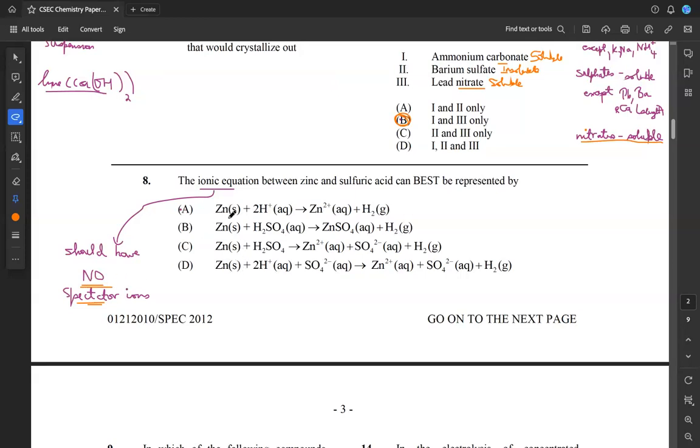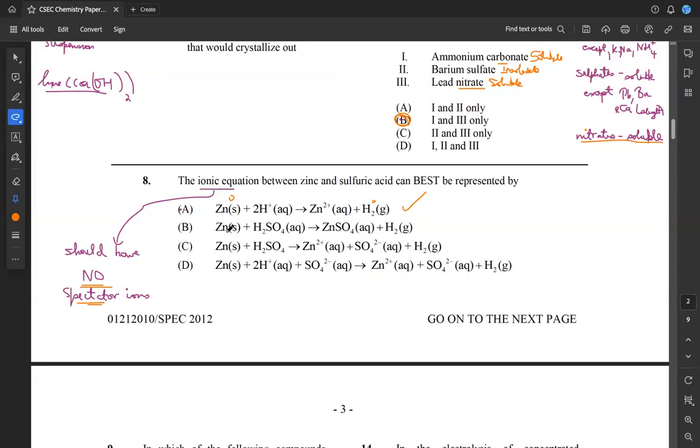So if we look at the very first one, we see that zinc over here is 0, and over the product side it's 2+, so that oxidation state changed, right? We see that hydrogen over here is in the +1 state, but over here it's uncombined, so it's 0. So this one could work, right? No spectators there, nobody just hanging around without a change of state. So this one can work.